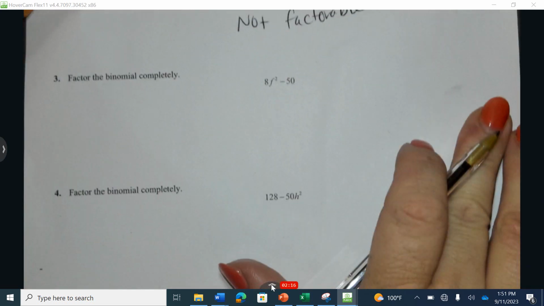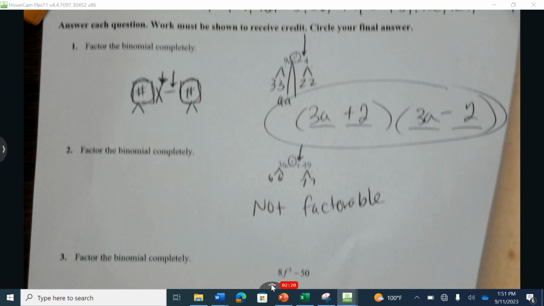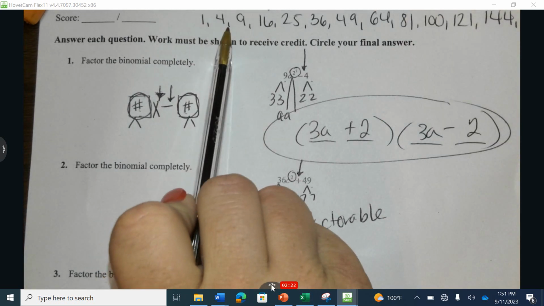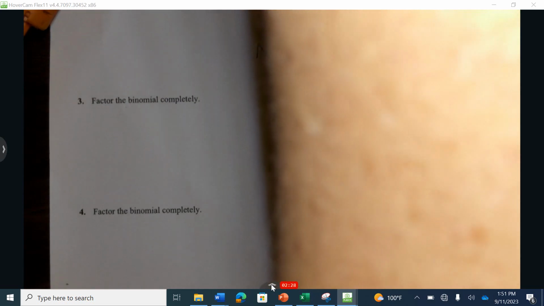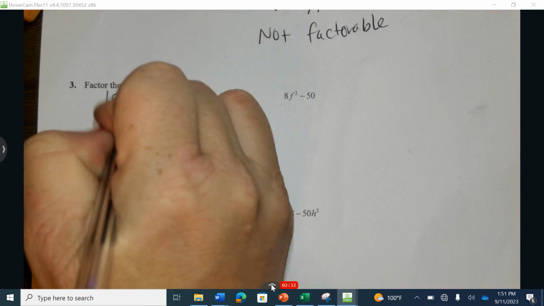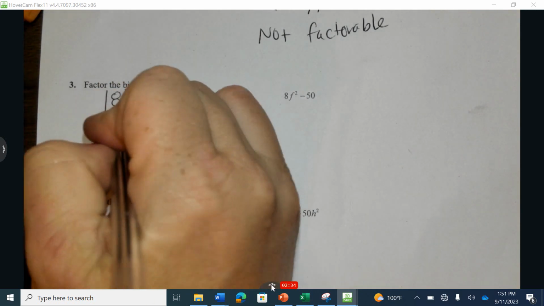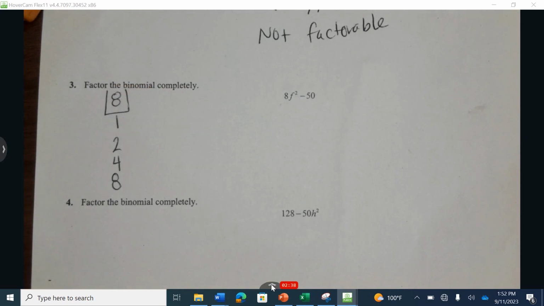Let's go on to number 3. Now number 3 is an example where I see an 8 and I see 50, and then I come up to the top and I ask myself, well, what am I going to do? 8 is not on this list and 50 is not on this list. What do we do? So then we're going to choose the smaller of the two numbers. In this case, it's 8. And I want to write down all the numbers that nicely divide into 8. 1, 8, 2, and 4.